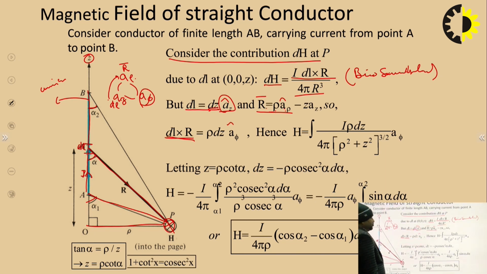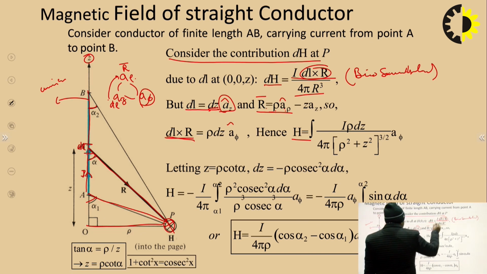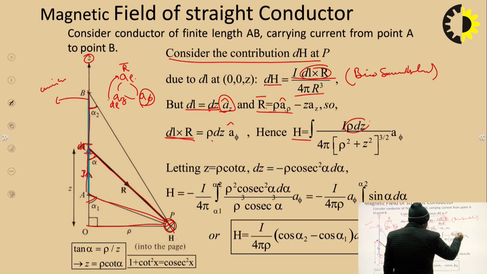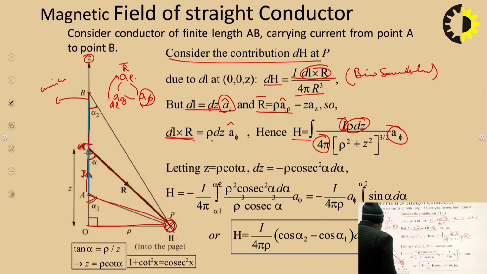So what is H? H is defined here, we have to put dl cross ar. dl cross ar is equal to rho dz in the direction of a phi, with I and 4 pi. What is the r cube? r cube is the r.